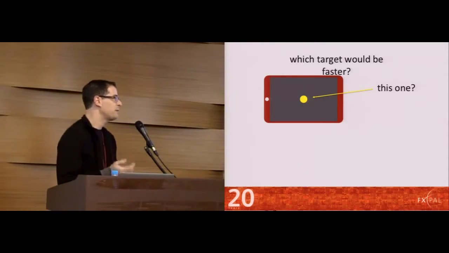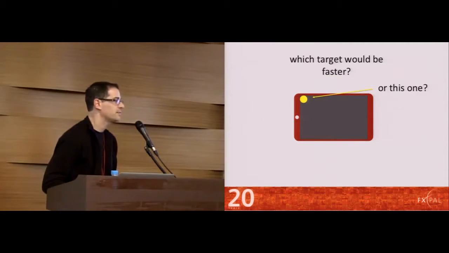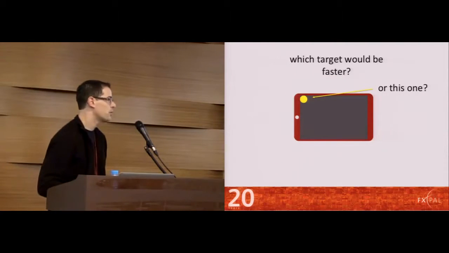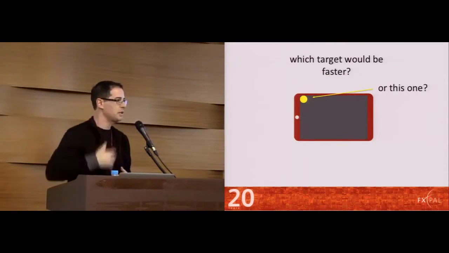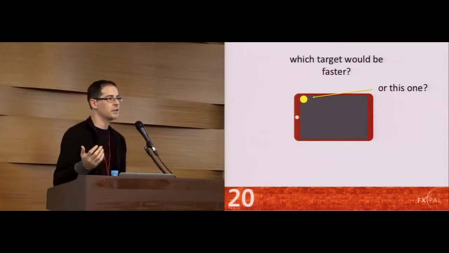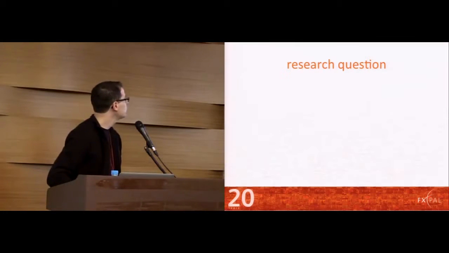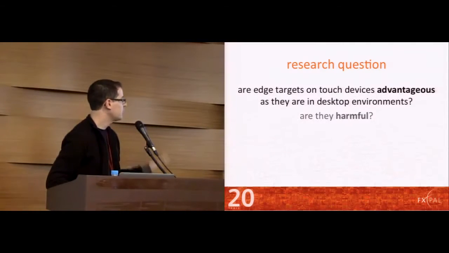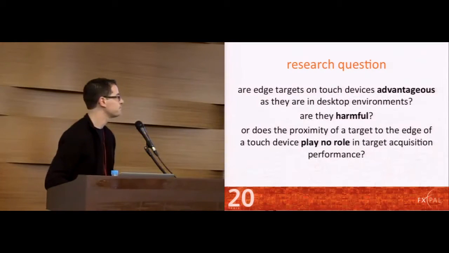All right, so I have a question for you. Which performance would be faster, hitting this target or this target? Again, is it this one or this one? If we think specifically of Fitts' law and our reaching ability, if the target being closest to the edge plays no role, then both of them should be exactly the same, right? So again, the research question is, are edge targets on touch devices advantageous to performance as they are in desktop environments? Are they harmful, or does the proximity play no role?